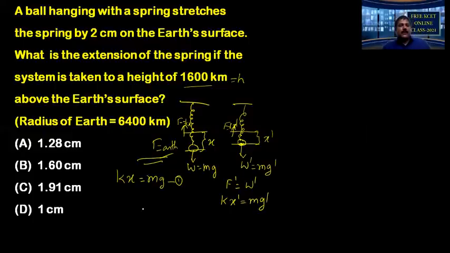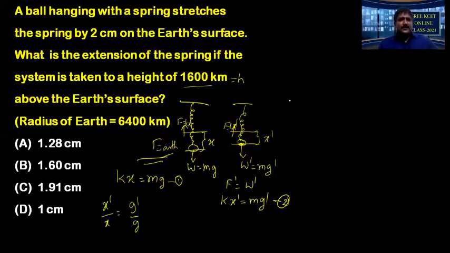Now this is the second condition. Now how to simplify? We have to get the extension in the later case; x dash is required. So if you know all these facts, directly you can write x is proportional to g, x dash is proportional to g dash. So x dash upon x equal to g dash upon g. Now we have to get the value of x dash.